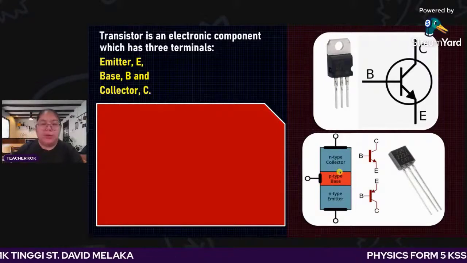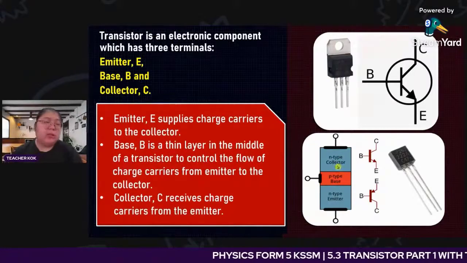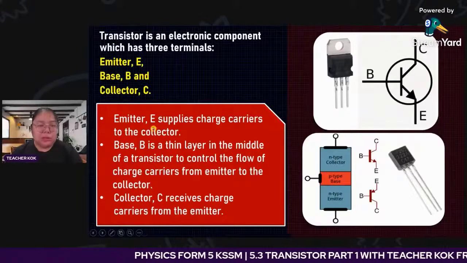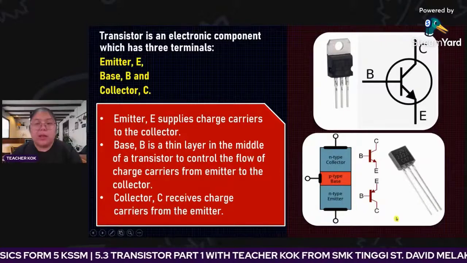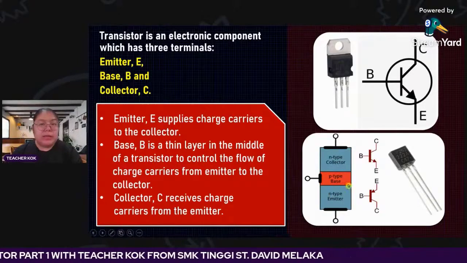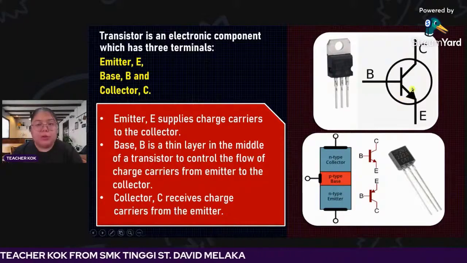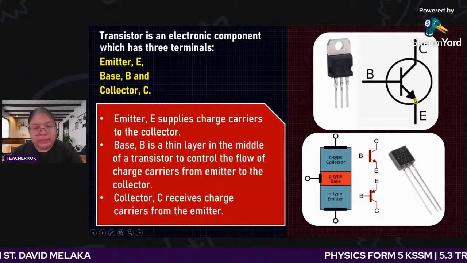Now let's see the explanation for every terminal. First, the emitter. The emitter is the supply. For the supply, you normally see the arrow. Later I will show you the arrow. The arrow will be up and also down.